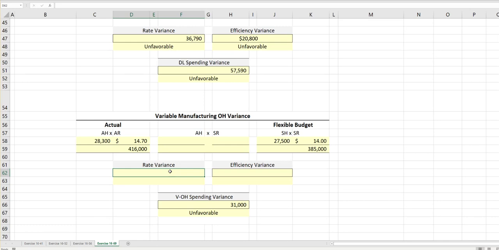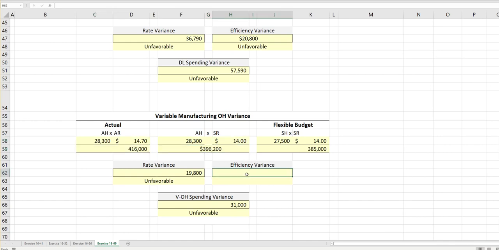The rate variance, we can calculate that. Again, let's put in our center column numbers, actual hours, 28,300, standard rate. We would expect a predetermined overhead rate of 14, and the difference for our center column amount is 396,200. So our rate variance, the difference between those numbers, 416 minus the 396, is 19,800, and of course it's unfavorable because we spent more than we would have based on our standard and actuals.